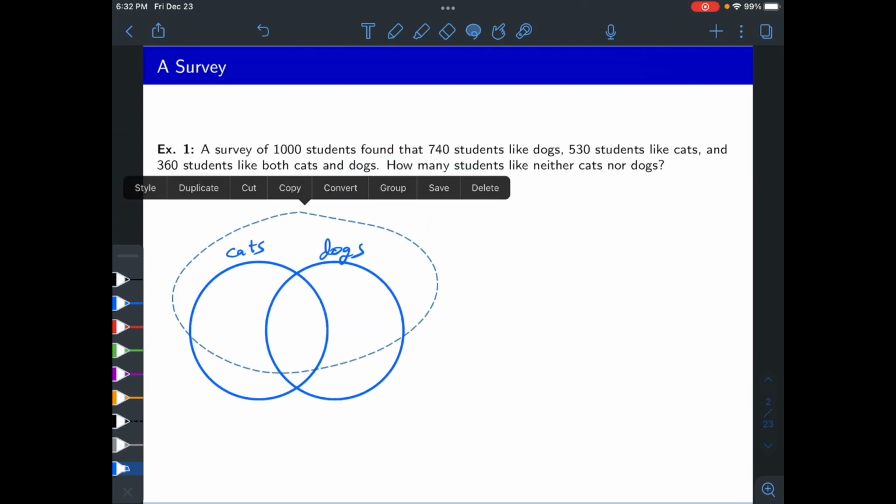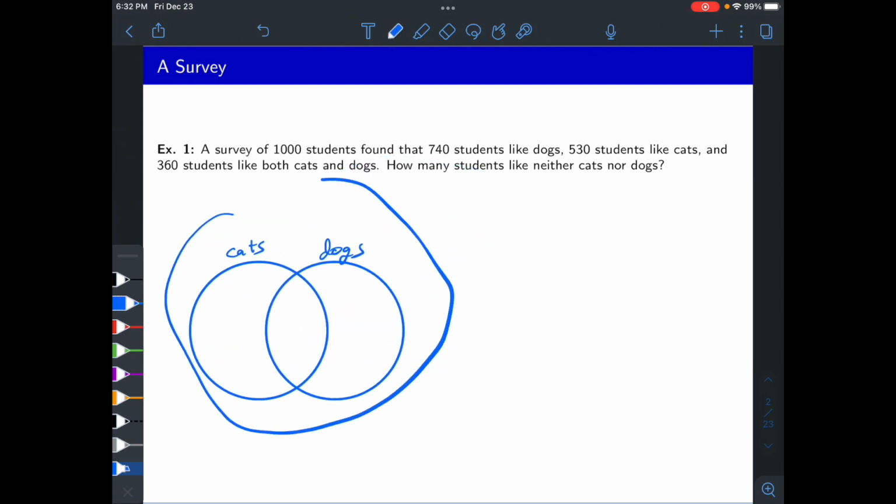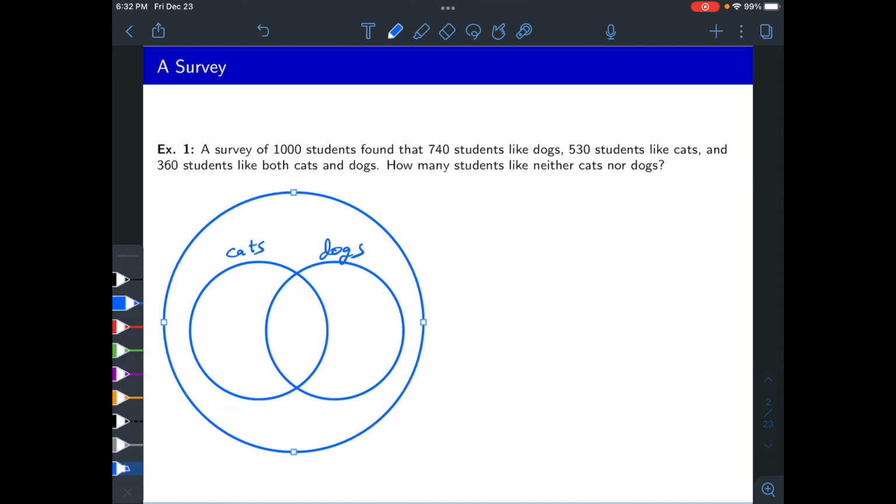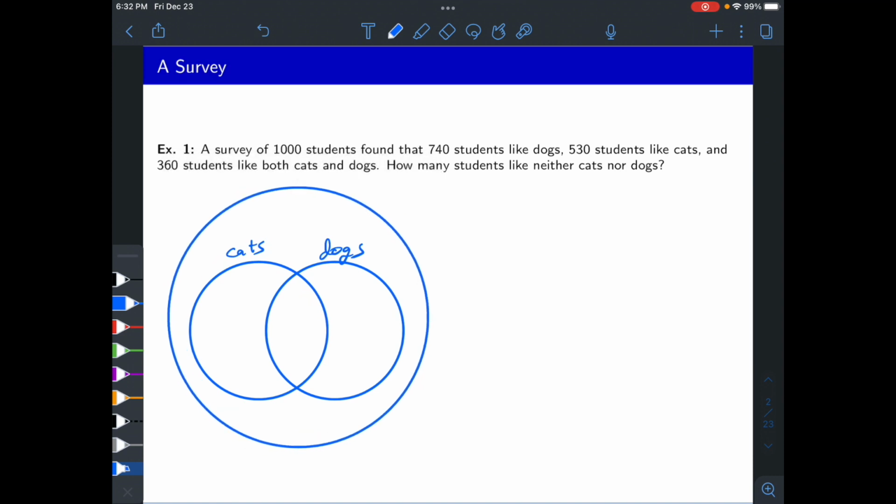And let's say that inside of this whole thing, we just have everyone who took the survey. So there's 1,000 total in this bubble, and inside of the cat bubble there are 530 total. Inside of the dog bubble there are 740. And we also know that in the middle, people that like both cats and dogs, that number is going to be 360.